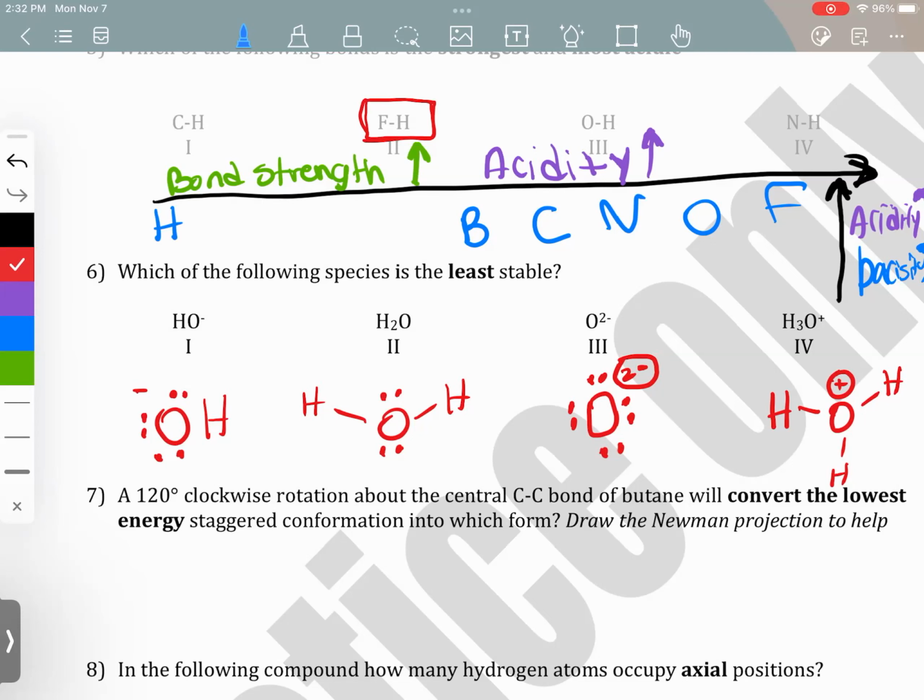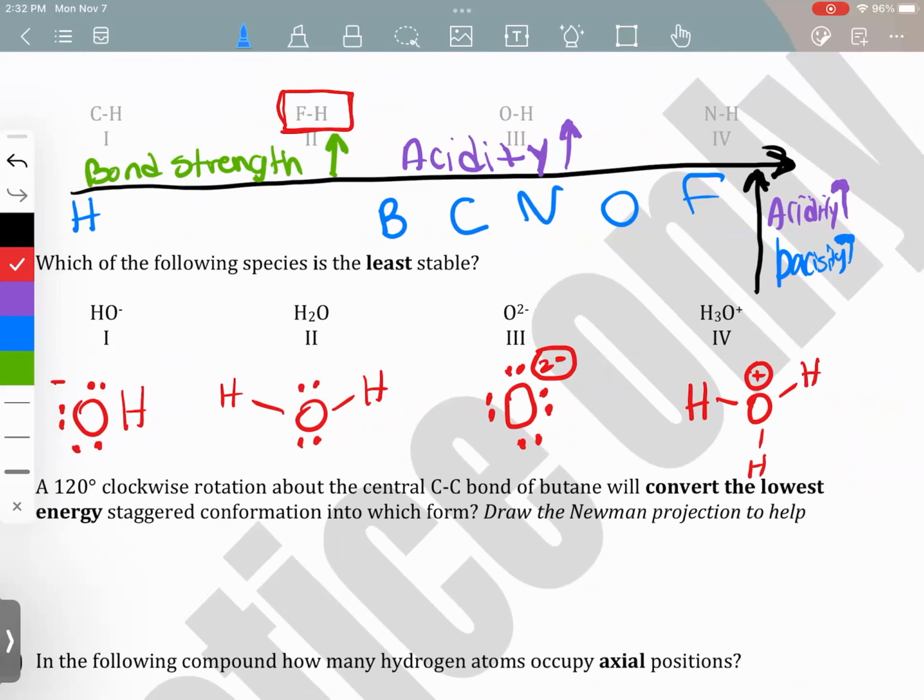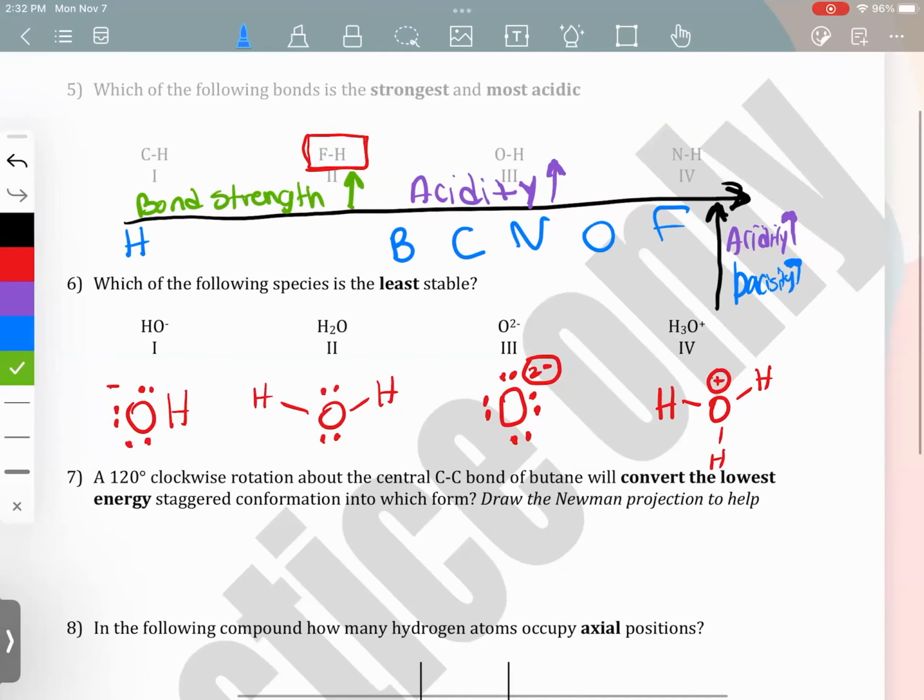Stable, correct? So we have all these species here. You have the hydroxide, the water, the O2 minus, and the hydronium. Now, if our main purpose is to get non-bonded lone pairs into bonds so that they can become stable, which of these species do you know is definitely not stable right now? The one without the lone pairs? Right? The one without bonds at all.